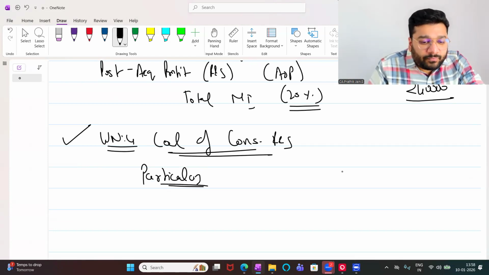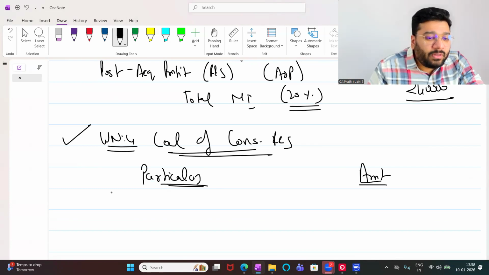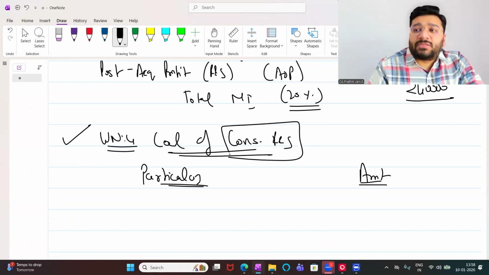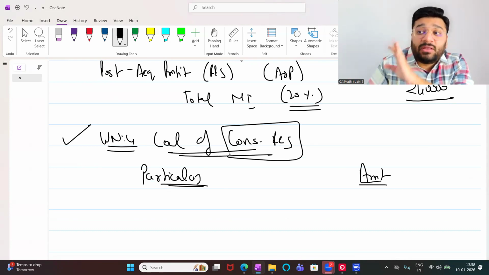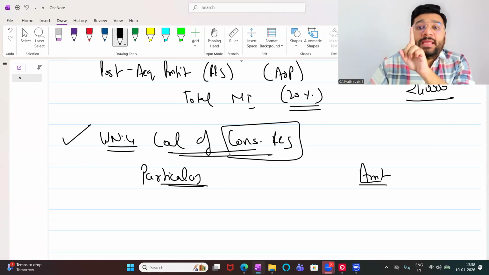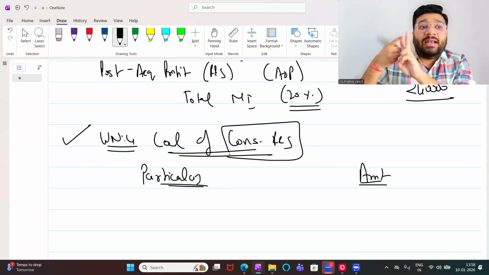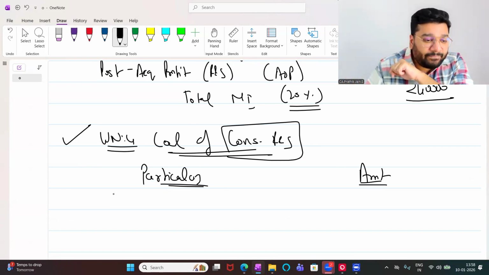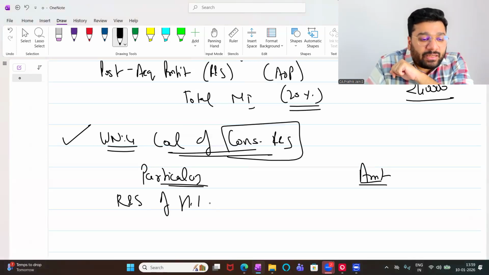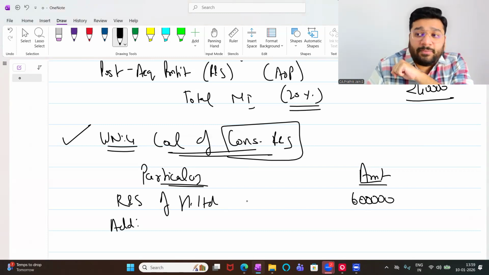Particulars, amount. Here I want consolidated reserve and surplus. What is the total reserve and surplus that you will show in the reserve and surplus category of the consolidated balance sheet? Holding's full reserve and surplus and subsidiary's post acquisition profit alone will come. Okay, not okay. Reserve and surplus of H Limited. How much is it? 6 lakh, given in the balance sheet of H Limited. Sorry?